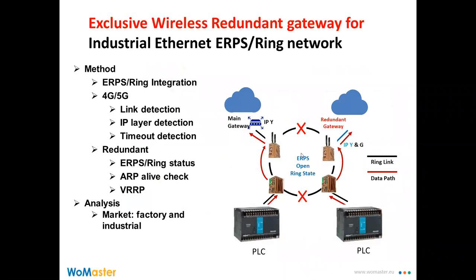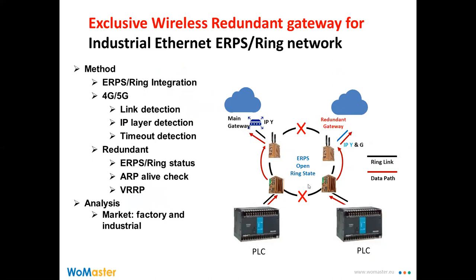Then the next topic I'm going to introduce is our important patents for redundancy. Redundancy is very important. So we not only support the ERPS plus solution for ring redundancy, but also handle the case where the ring is broken, meaning there are two failures in one ring. In this status, the ERPS ring is in the open state.